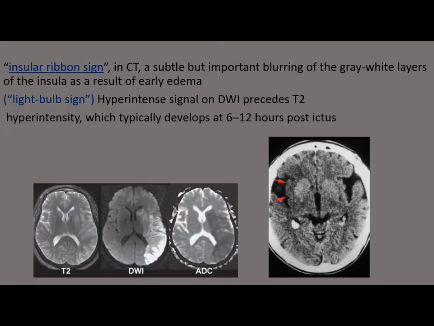What is the insular ribbon sign? In CT, it is subtle but important blurring of the gray-white matter layer of the insula as a result of early edema due to infarction or ischemia in the middle cerebral artery.